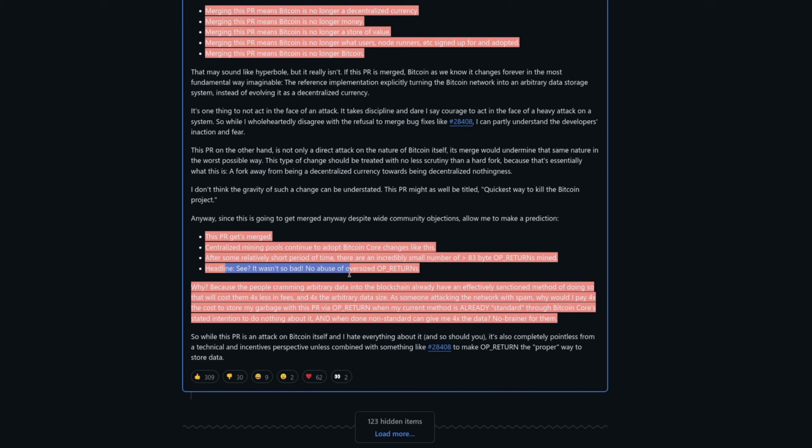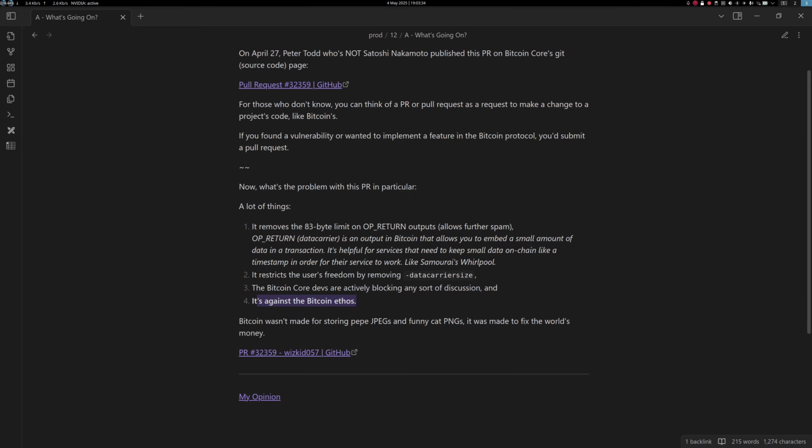Headlines: see, it wasn't so bad. No abusive op returns because no one wants to use op return. Why? Because it will cost people 4 times more than if they were to embed their data somewhere else in the Bitcoin transaction. So even if this pull request goes through and uncaps op return, it won't be useful to the spammers who choose to continue to spam the chain. So this pull request is completely useless.